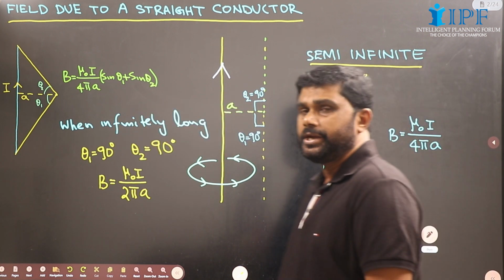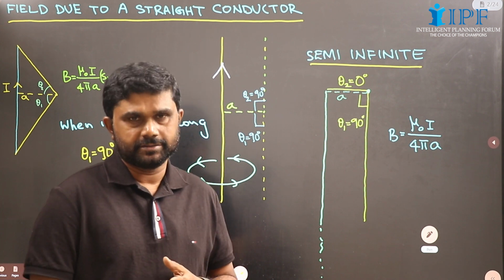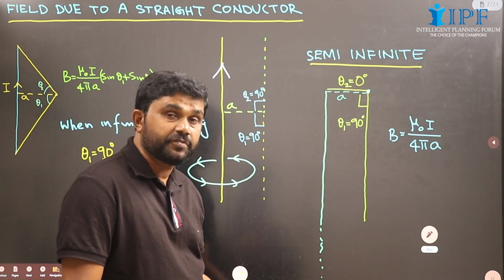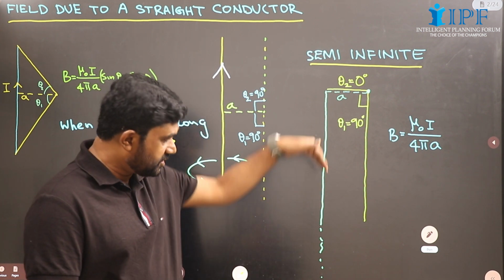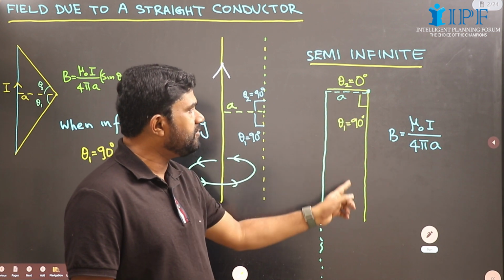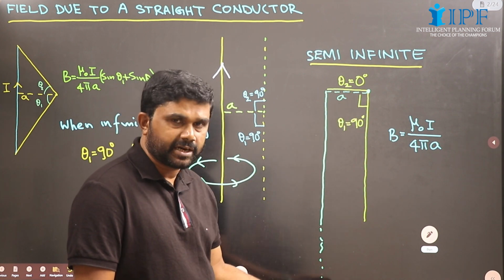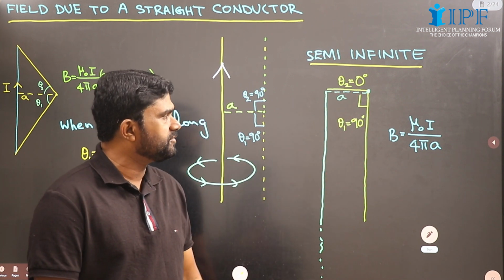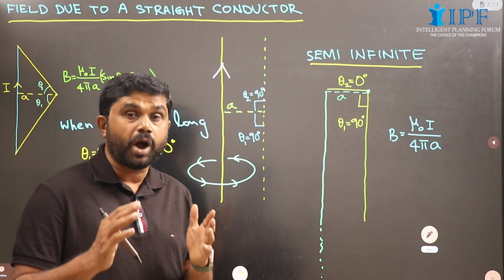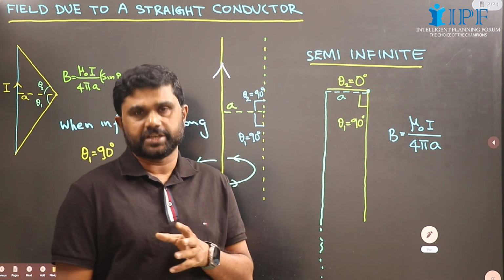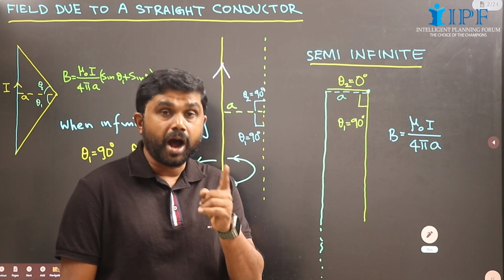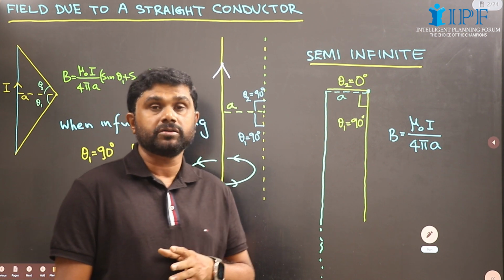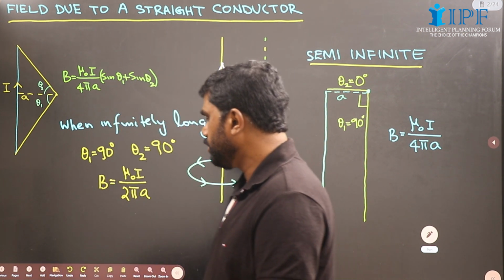Now let us consider a semi-infinite conductor, meaning the point of observation is at one end of the conductor, and the conductor goes to infinity on the other side. So theta 1 will be equal to 90 degrees, because this line will meet the conductor only at infinity, but theta 2 will be equal to 0. So we will get the expression for the magnetic field intensity as mu 0 I divided by 4 pi a, semi-infinite. And it is equal to half of the magnetic field near the center of an infinitely long straight conductor.